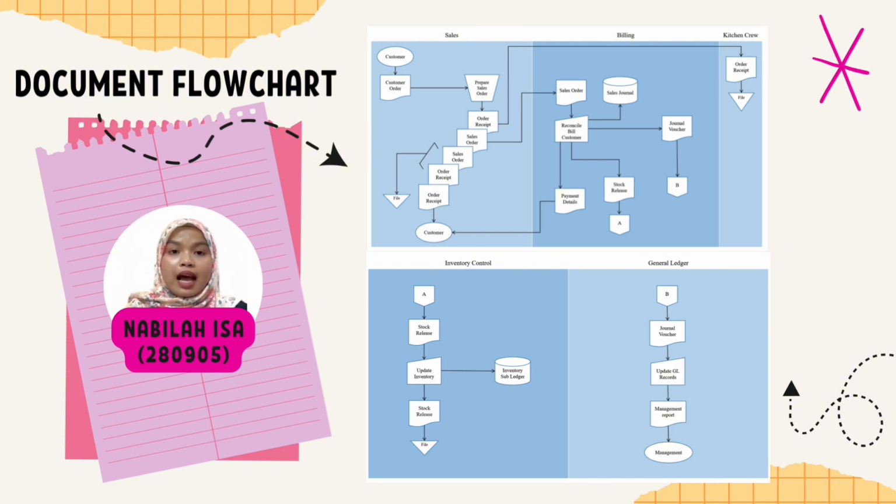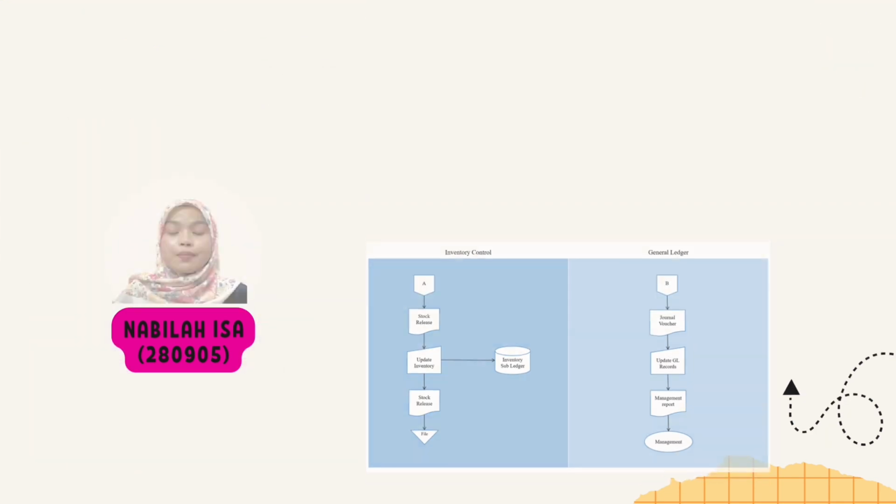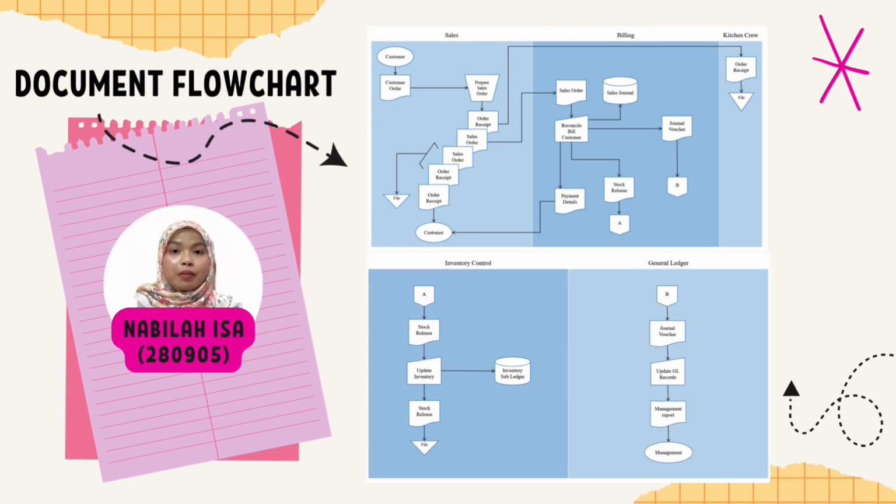In addition, under the billing process, after the customer makes the payment, payment details will be generated and sent back to the customer with the order receipts. Furthermore, under the billing department, from the sale order, it will reconcile the bill customer and generate payment details, stock release, journal voucher, and sale journal. At the end of the process, the stock release in the billing department will be posted to the inventory control department. Meanwhile, the journal voucher in the billing department will be posted to the general ledger department.